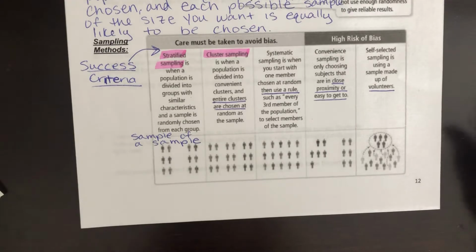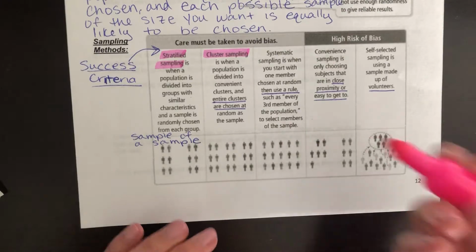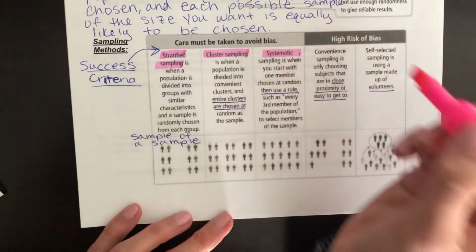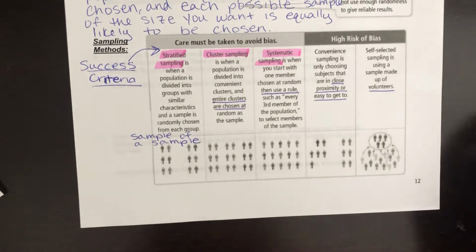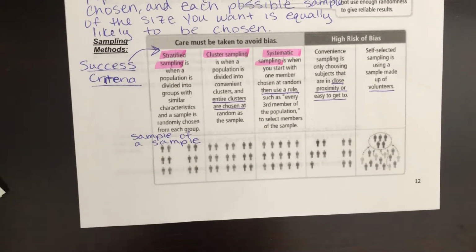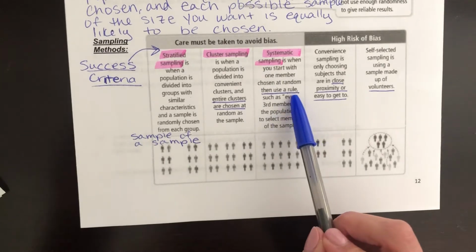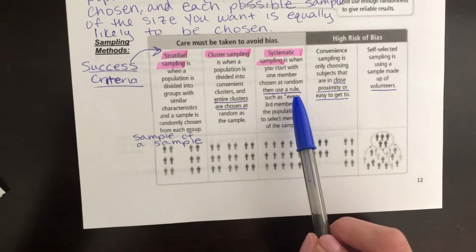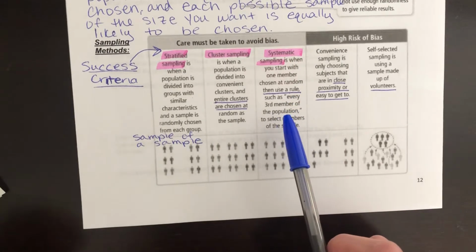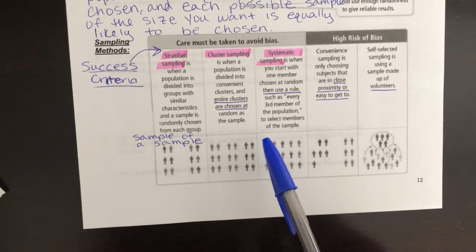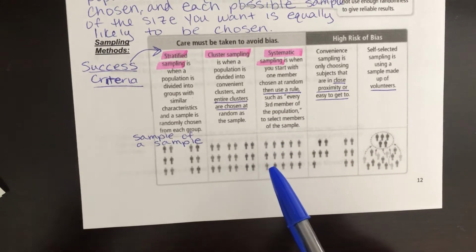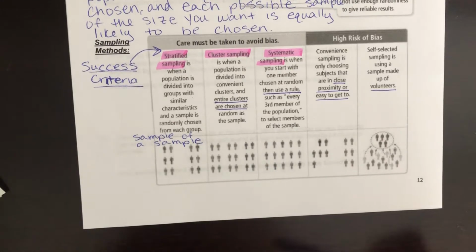And then our third one with the less likely to have bias is the systematic sampling. Start with one member chosen at random, and then you follow a rule or a pattern. Let me give you an example. Say you pick one person at random and then you choose every third person. So a group of people are walking down the hallway and I choose every third person to ask my question or conduct my study.